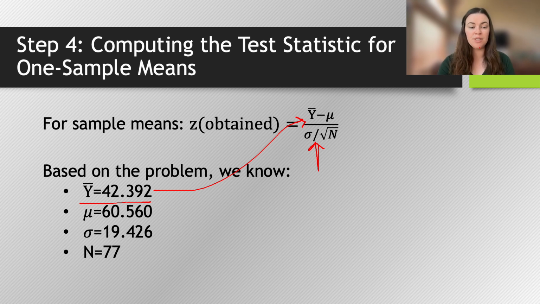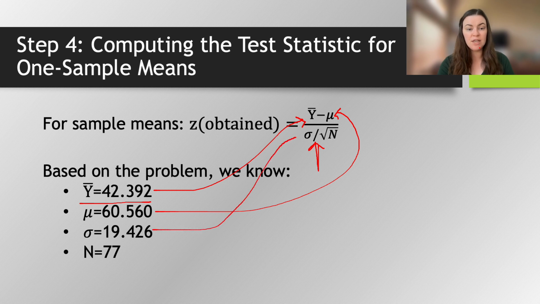So that's going to be represented by mu. So we can go ahead and plug that in up here. It was a value of 60.560. It was also stated within the problem that the population standard deviation was 19.426. So we can go ahead and put that in for sigma. And lastly, our sample consisted of 77 cities, so that's going to represent N.